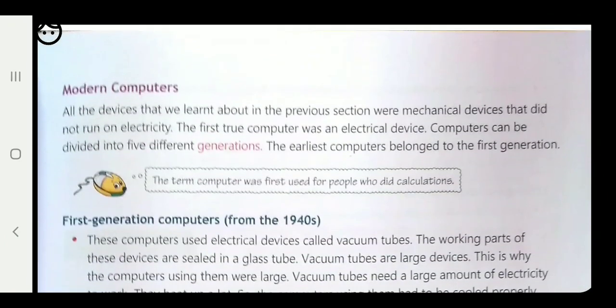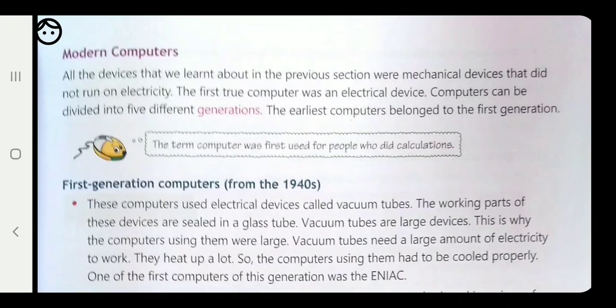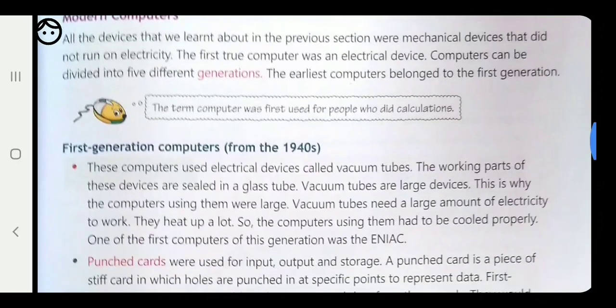Now come to modern computers. All the devices that we learned about in the previous section were mechanical devices and did not run on electricity. The first true computer was an electrical device. Computers can be divided into 5 generations. The earliest computers belonged to the first generation. The term computer was first used for the people who did calculations.